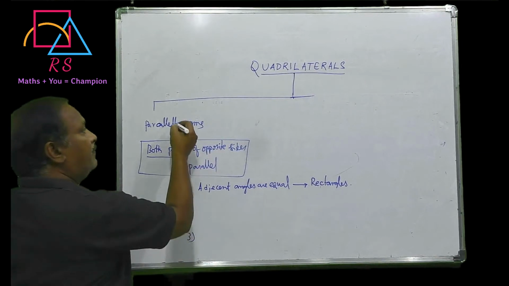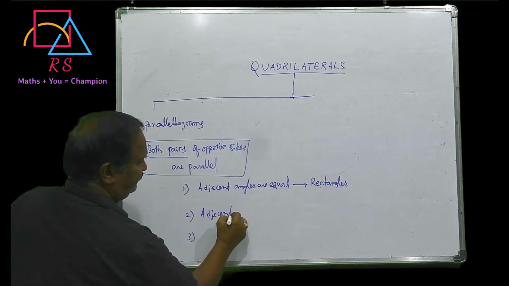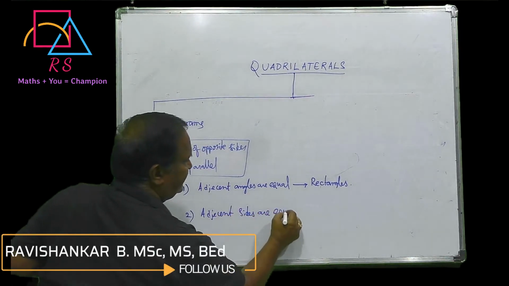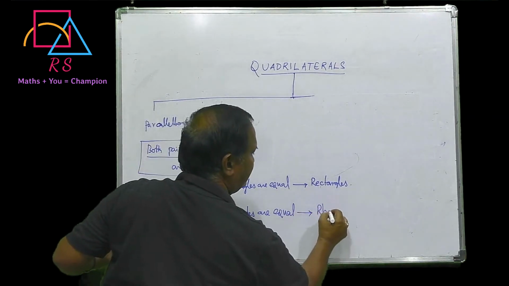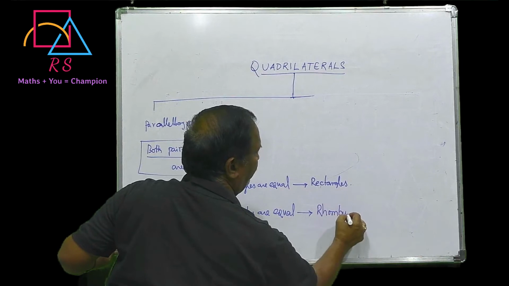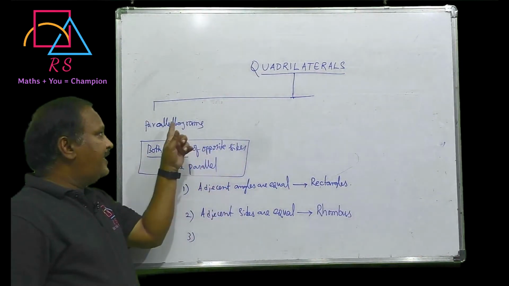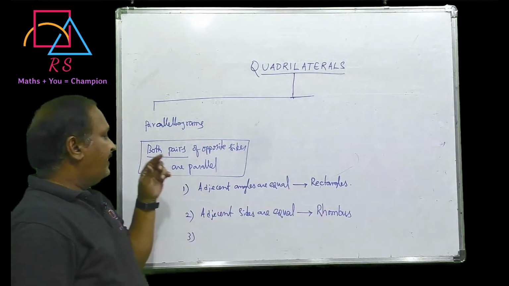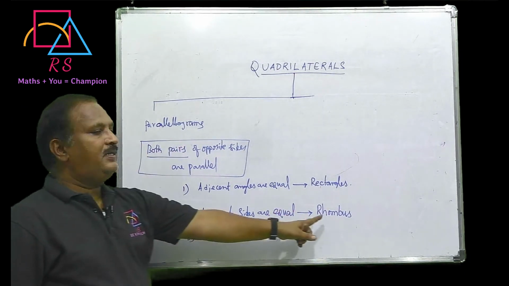Now, a parallelogram in which adjacent sides are equal, adjacent sides are equal, then we call this a rhombus. So, if adjacent angles are equal in the parallelogram, we call it a rectangle. If adjacent sides are equal in a parallelogram, we call it a rhombus.